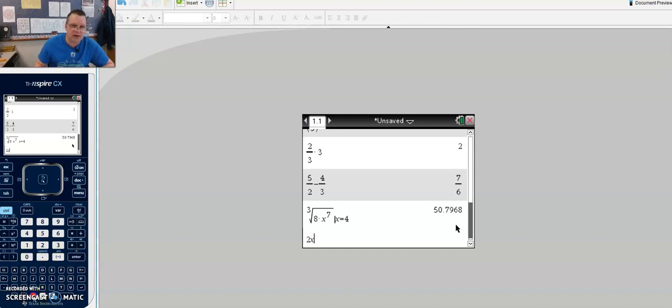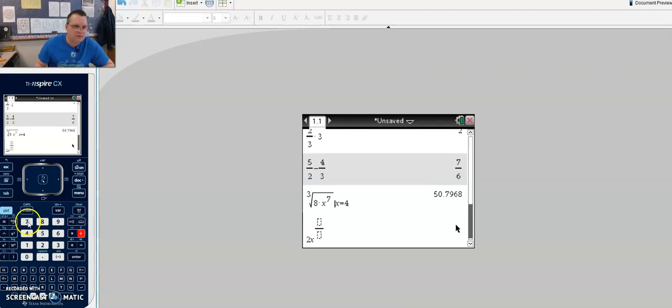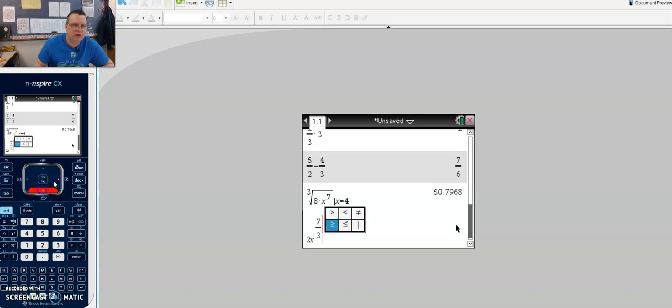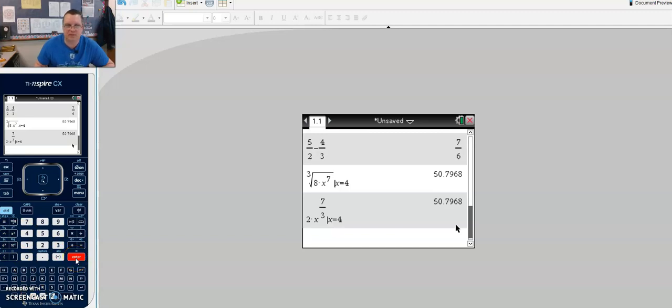So 2x caret fraction 7/3. Control such that x equals 4. Enter. You get the same exact thing. So that's one way to do it. That's perfectly fine. Now, in the second one, exercise 5, I'll pause it because I'm running out of time.